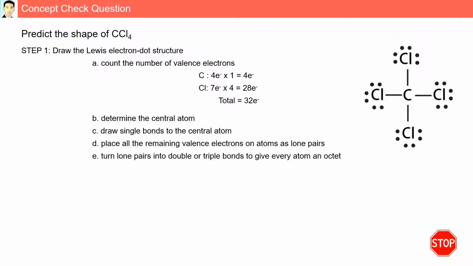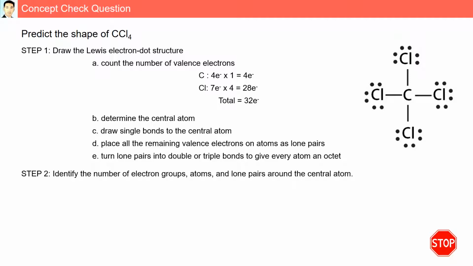Finally, turn the lone pairs into double or triple bonds to give every atom an octet, or in the case of hydrogen, a duet. Here, all our atoms are satisfied. Carbon, the central atom, has 4 bonds around it. Each bond has 2 electrons, therefore the carbon has 8 electrons around it. Every chlorine also has 8 electrons around it. That's our Lewis dot structure for CCl4.